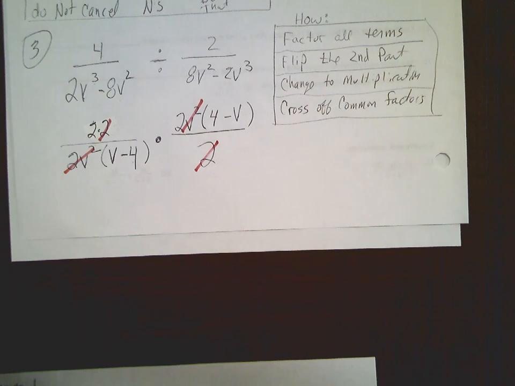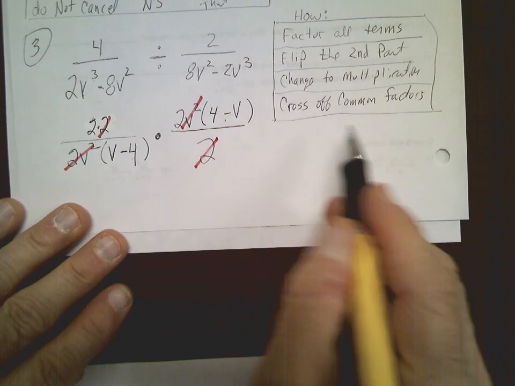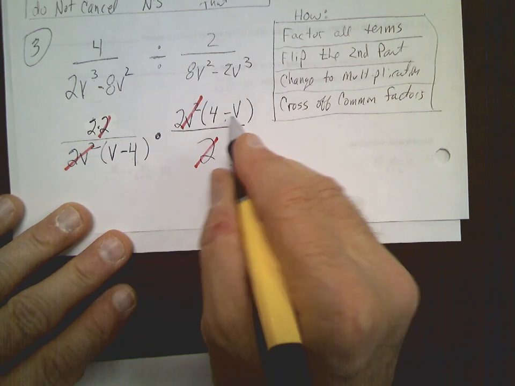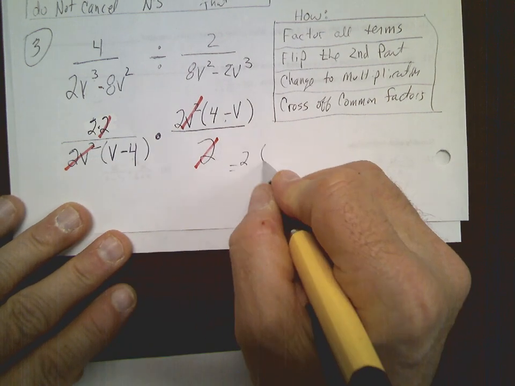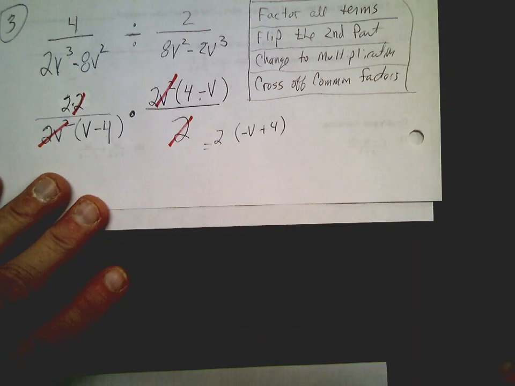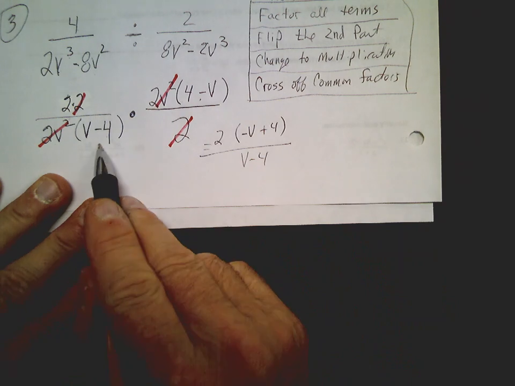Let me show you how to factor this here, or how to finish this. 4 minus v is really, don't forget that 2. I'm going to flip it around. I'm going to make it negative v plus 4. Don't change anything here.